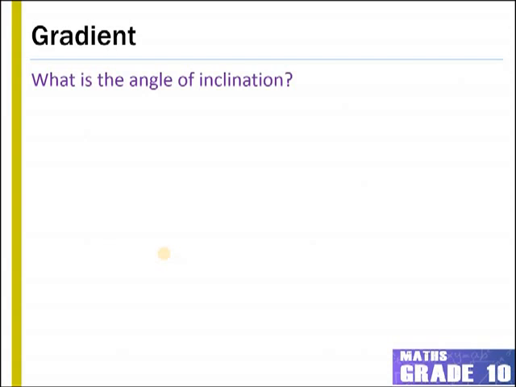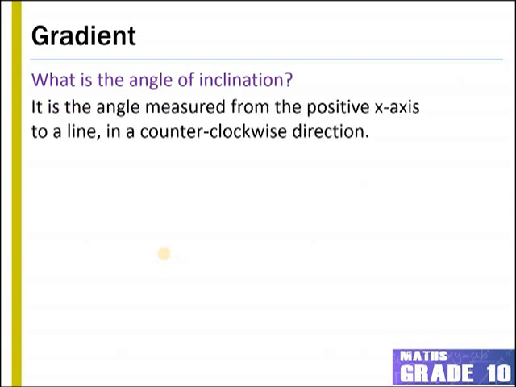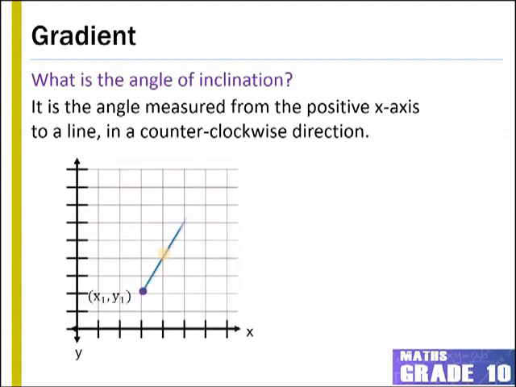What is the angle of inclination? It is the angle measured from the positive x-axis to a line in a counterclockwise direction. Here's a diagram to demonstrate. Here's a line segment from x1, y1 to x2, y2. And we can draw on the direction of the positive x-axis here. So the angle that we care about is this one here. It goes from the positive x-axis in a counterclockwise direction until it hits the line segment. We'll call this angle theta, another Greek letter.